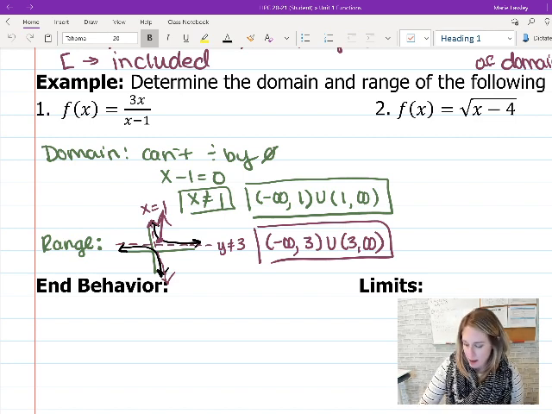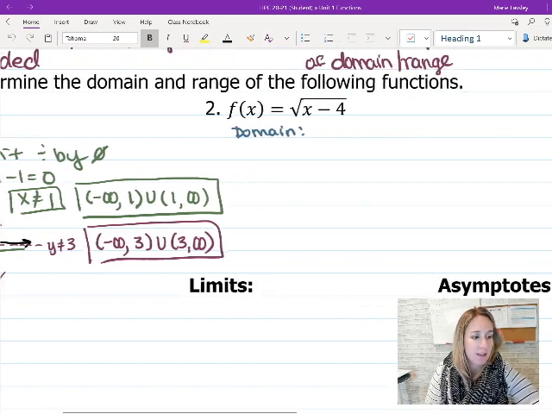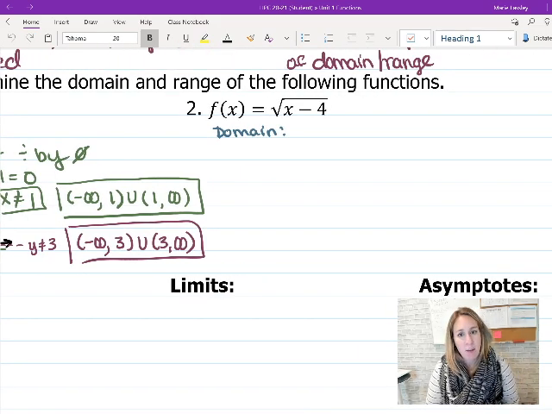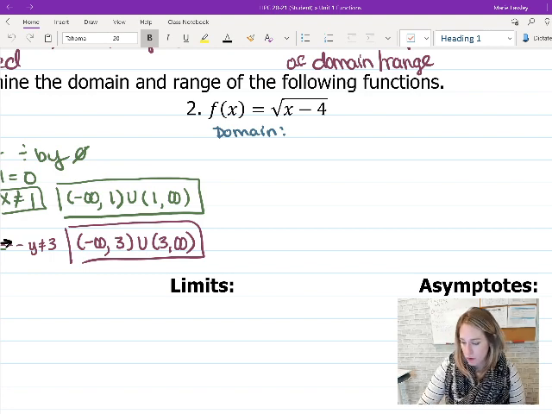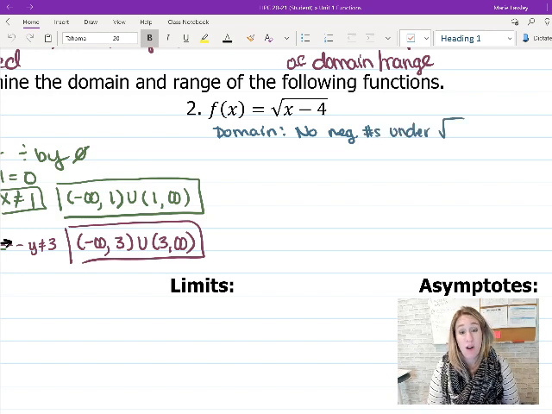First thing for domain, we need to figure out what x cannot be. Well, we talked about this before. We can't have negative numbers underneath a square root. So we need to figure out when the stuff underneath the square root is going to be negative. We're going to take x minus 4, and we know that it has to be greater than or equal to 0. Has to be 0 or bigger.